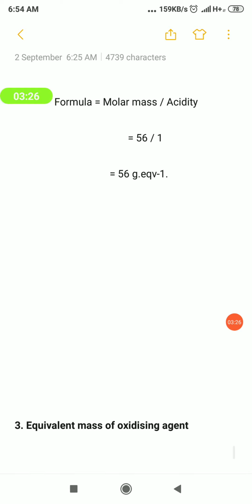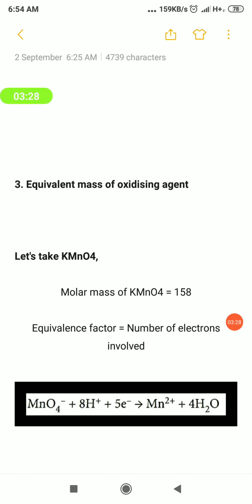Then the third one is the equivalent mass of an oxidizing agent. A very commonly used oxidizing agent is potassium permanganate, and its formula is KMnO4. So for your understanding, I have given you an equation. KMnO4 can be otherwise written as MnO4 minus. So MnO4 minus plus 8H plus plus 5 electrons gives Mn2 plus plus 4 H2O. The formula for equivalent mass is molar mass divided by equivalence factor.